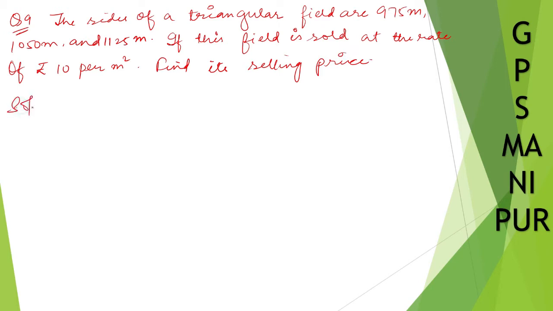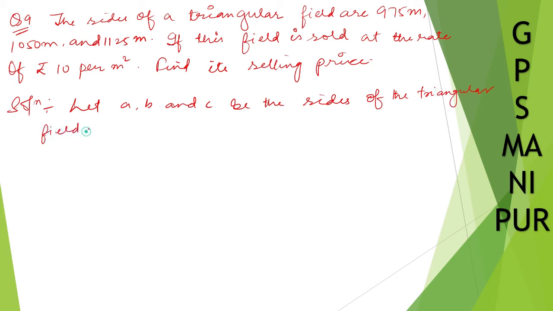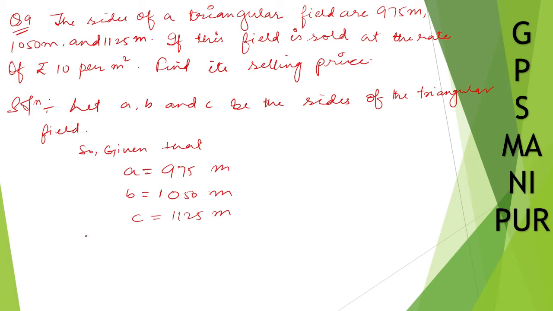Now, solution. The question says the sides of the triangular field are 975, 1050, and 1125, so let A, B, and C be the sides of the triangular field. Given that A is equal to 1050 meter, B is equal to 975 meter, and C is 1125 meter. Now let us find the area first. After that, we'll find the selling price.